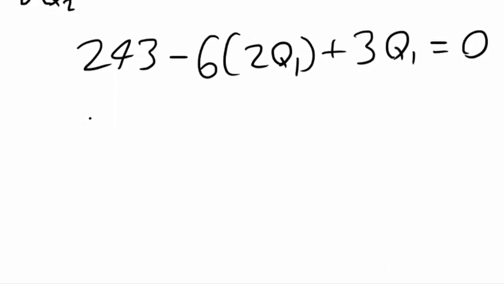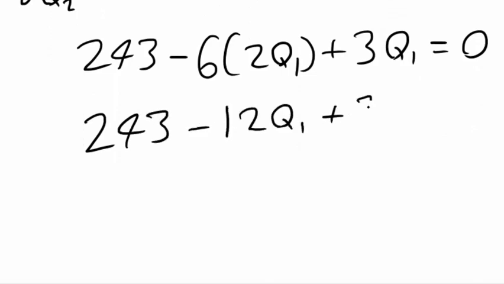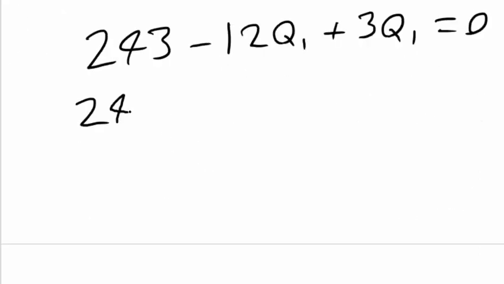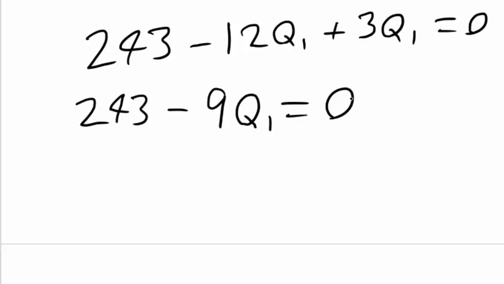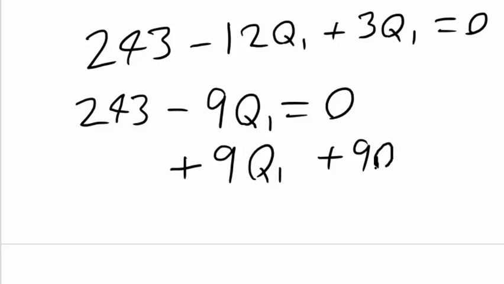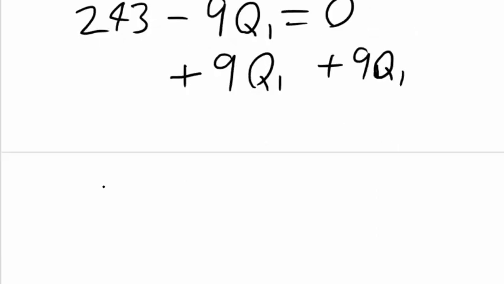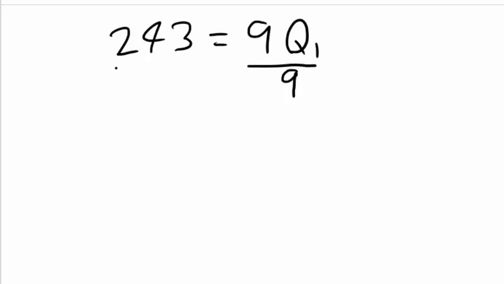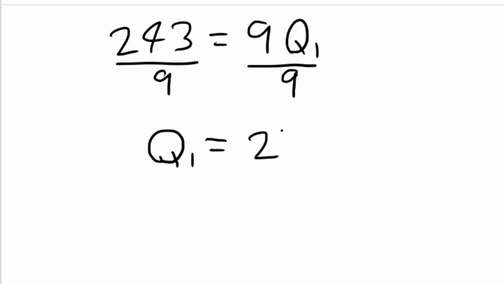And by multiplying out, we get 243 minus 12Q1 plus 3Q1 equals 0. And then if we combine like terms, we have 243 minus 9Q1 equals 0. And then we would add 9Q1 to both sides. And we get 243 equals 9Q1. And we would divide both sides by 9. And so we get a quantity 1 of 27.